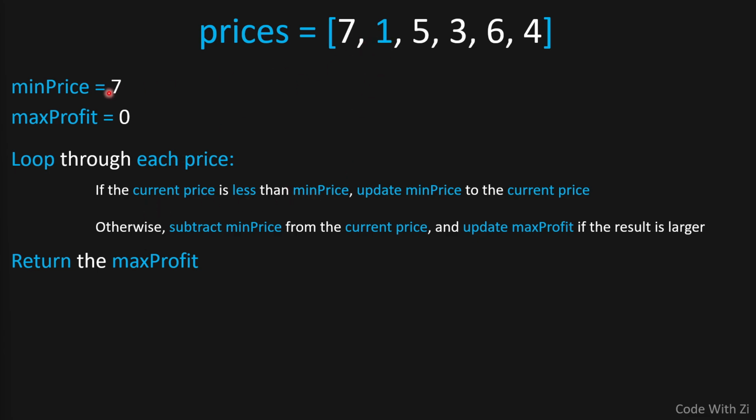Well, 1 is smaller than 7, so yeah. So we're gonna update our min price like so. And then we're gonna move on to the next one. In the next round, our number is gonna be 5.